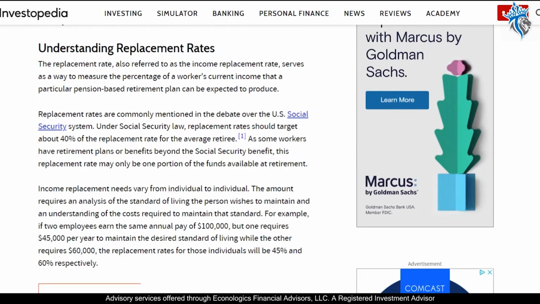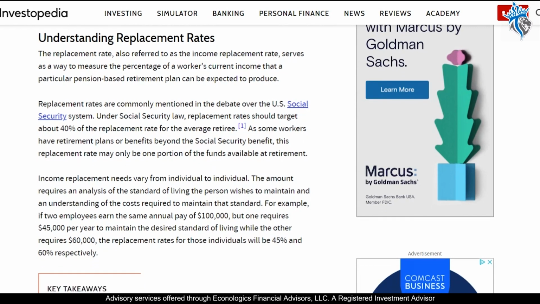I think what it's saying, I don't think it's saying that retirees should aim to replace 40%. I think it's saying that retirees on average should expect Social Security to replace 40%. I don't think that's what it's saying, Gersh. Let me read it again. As some workers have retirement plans or benefits beyond, this replacement rate may be only one portion of the funds available at retirement.